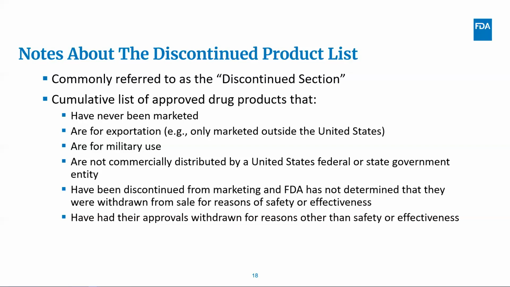A few more notes about the discontinued product list. We also refer to it as the discontinued section. This is a cumulative list of approved drug products that have never been marketed. They are for exportation, for example, to be marketed outside of the US. They are for military use. They are not commercially distributed by a US federal or state government, or they have been discontinued from marketing and FDA has not yet determined that they were withdrawn from sale for reasons of safety or effectiveness, or it includes products that have had their approvals withdrawn for reasons other than safety or effectiveness.